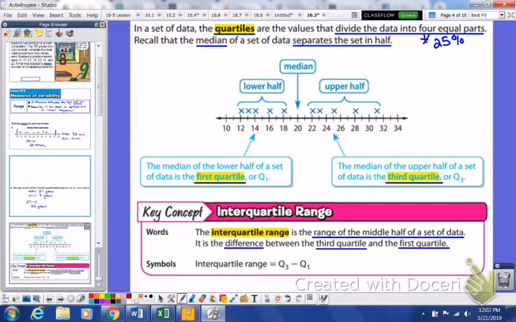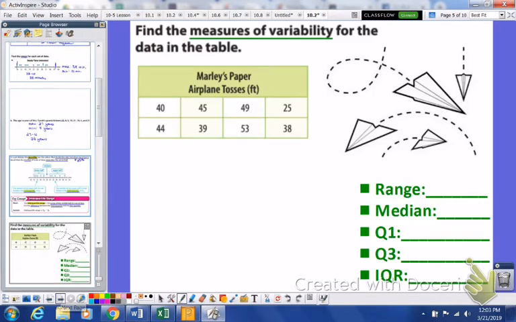One median to cut it in half, and then another median to find your Q1, another median to find your Q3. So in words, the interquartile range is the range of the middle half of a set of data. So it's the difference between the third quartile and the first quartile. So for range, you're still subtracting, but now instead of your absolute max and your absolute min, you're taking your Q3 minus your Q1. Okay, so lots of words there. If you look at the bottom of the page, I'm going to flip back and forth here. It's all on one page for you guys. We're going to use some of these ideas.